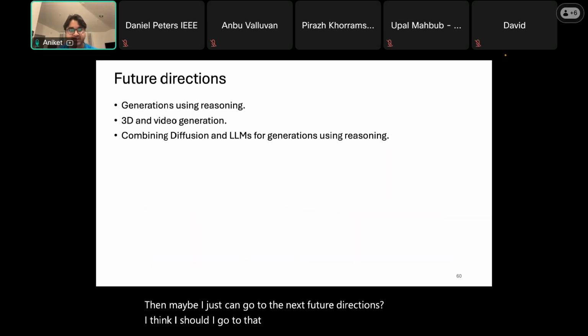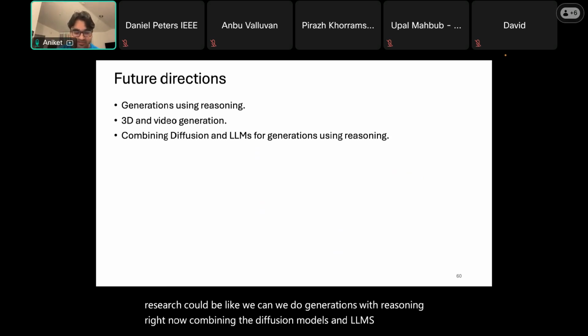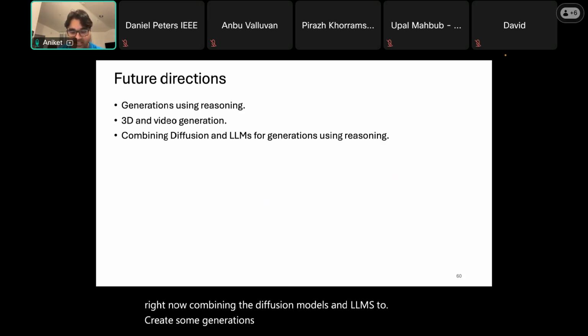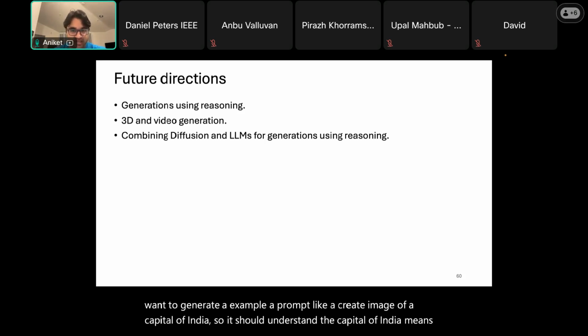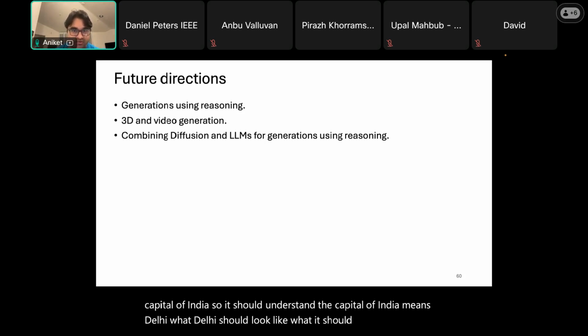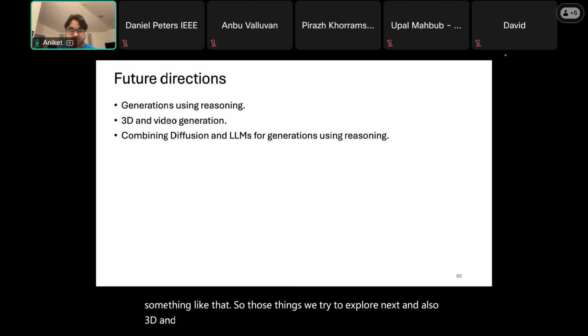The future directions of our research could be: can we do generations with reasoning? Right now, combining diffusion models and LLMs to create generations with reasoning. For example, suppose I want to generate from a prompt like "create an image of the capital of India." It should understand that the capital of India means Delhi, what Delhi should look like, and what it should contain. Those things we will try to explore next. Also, 3D and video generation is another important next step which we can do.